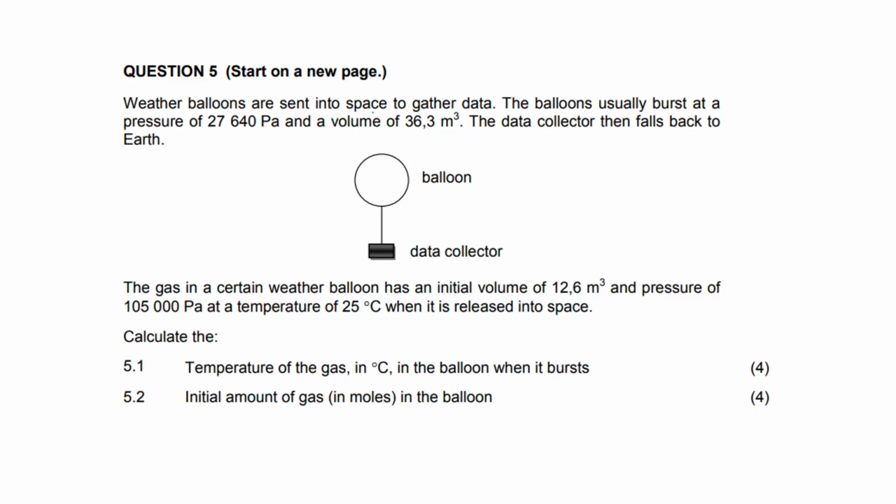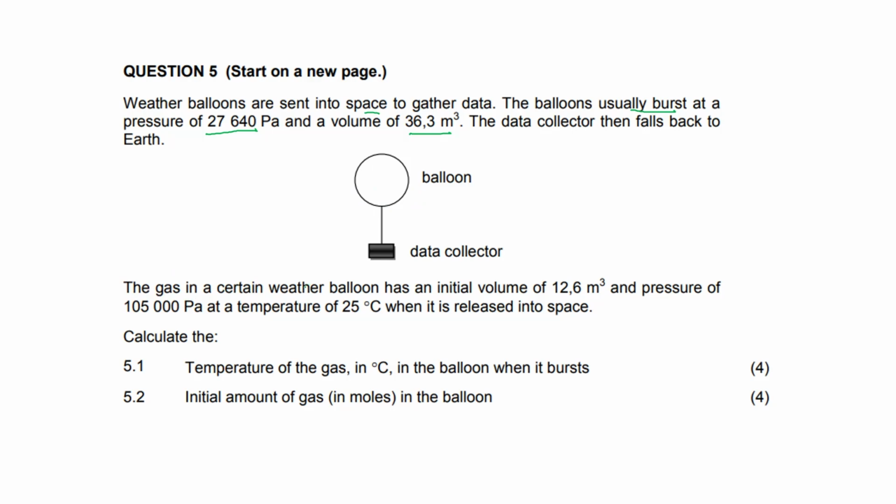Weather balloons are sent into space to gather data. The balloons usually burst at a pressure of 27,640 and a volume of 36,3. The data collected then falls back to the Earth. And there we have this diagram here.